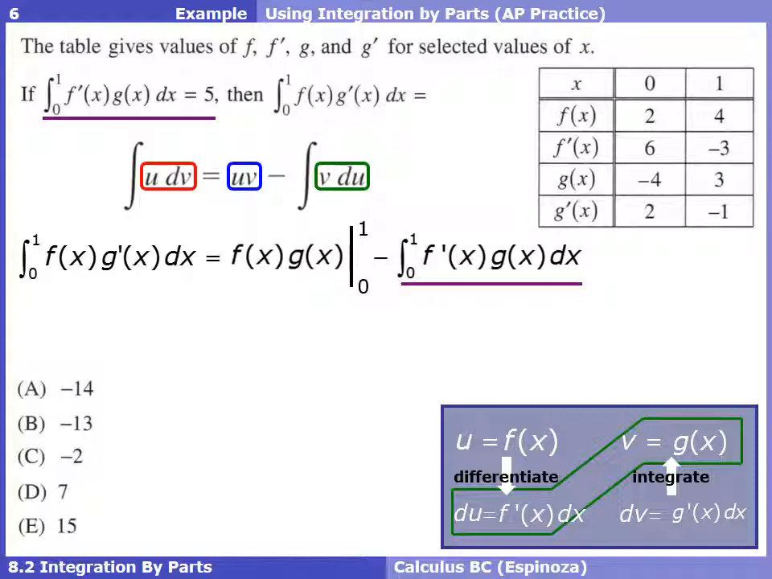So let's go ahead and apply all those processes here. We need to take the top bound of 1 and plug it in, so it'll be f of 1 times g of 1.